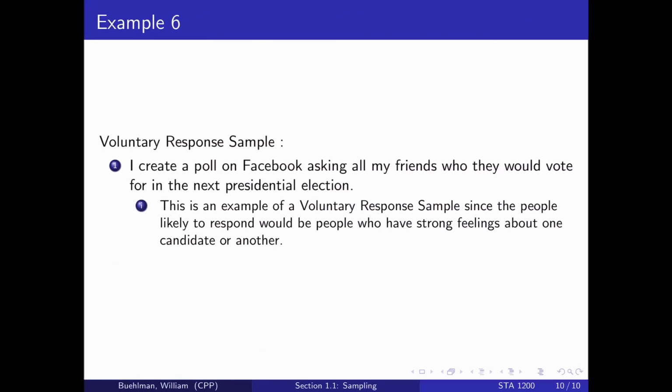And finally, we have a voluntary response. So this is if I just create a poll on Facebook, Instagram, some social media, asking who they would vote for in the presidential election. So this is voluntary because people get to choose whether they respond or not. And people who do respond are more likely to have strong feelings. So that's a problem that we have with voluntary response, is the people who are kind of lukewarm, who don't really care, probably won't respond to your survey. But the people who are really passionate on one side or the other, who like one candidate over the other a lot, are more likely to respond, and that can create some bias and some skew in your data.